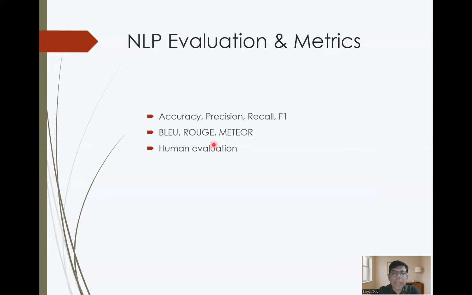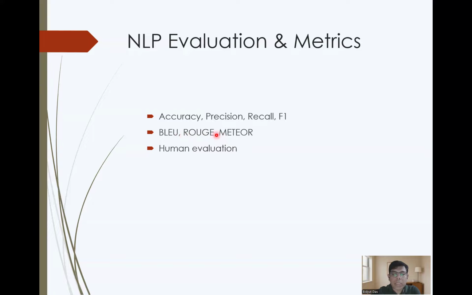NLP evaluation and metrics. Accuracy, precision, recall, and F1 score are normally used to evaluate the NLP output. Other techniques are BLEU, ROUGE, and METEOR. So what are BLEU, ROUGE and METEOR?